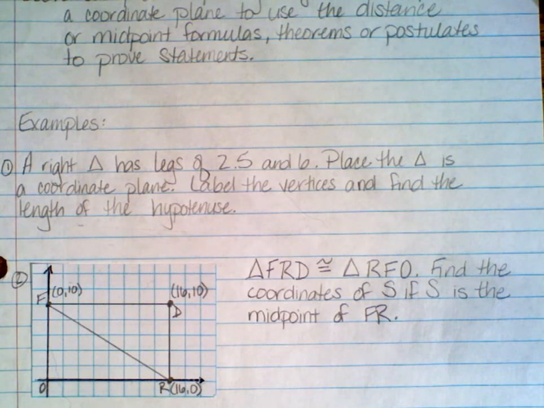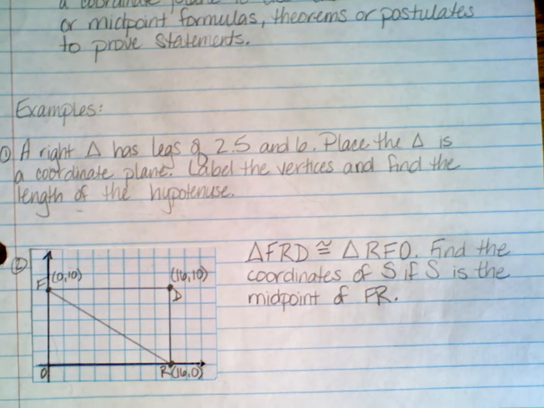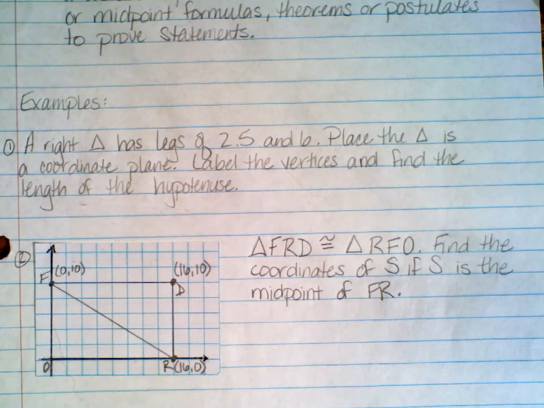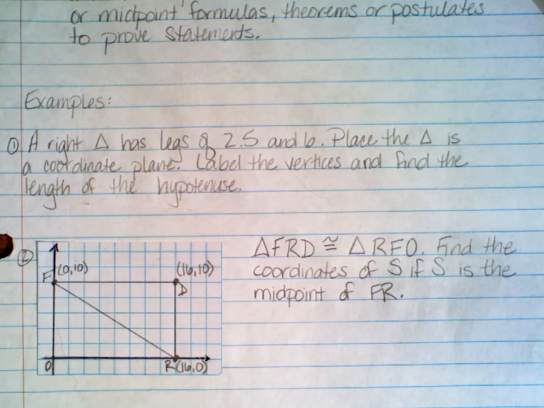Once we do that, we're going to label the vertices and find the length of the hypotenuse. We're going to use the distance formula with the two ordered pairs, whether they're 0, 2.5 and 6, 0, or the other way around. Remember back to what the distance formula is: something with a square root and adding some coordinates together and squaring them. I'll let you refer back to your book to get that information, but use that distance formula.